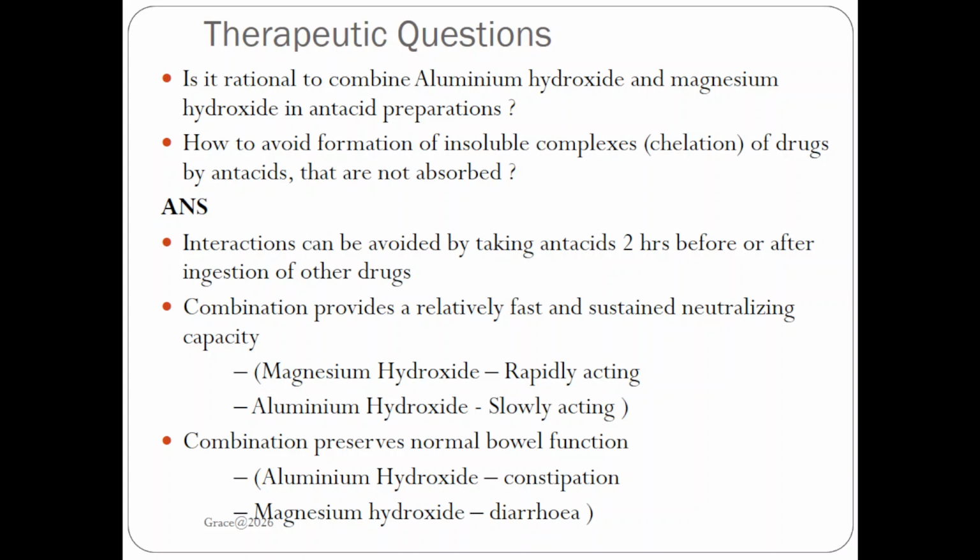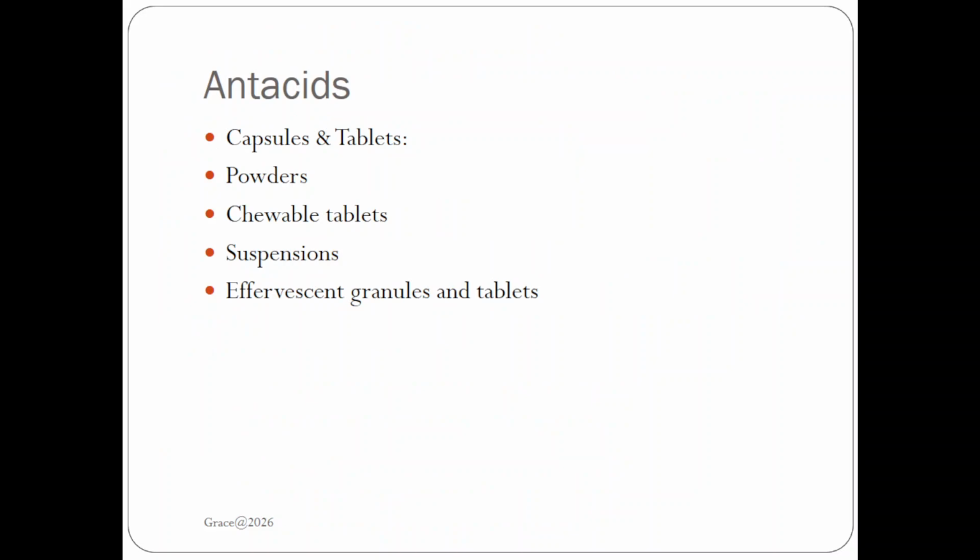So we see that interaction can be avoided by taking antacid 2 hours before or after ingestion of other drugs, just like what I was saying. And we should aim at combination therapy, where you have magnesium hydroxide, aluminum hydroxide, or you can have a combination therapy when you are looking at reducing the normal bowel function. You still combine the two.